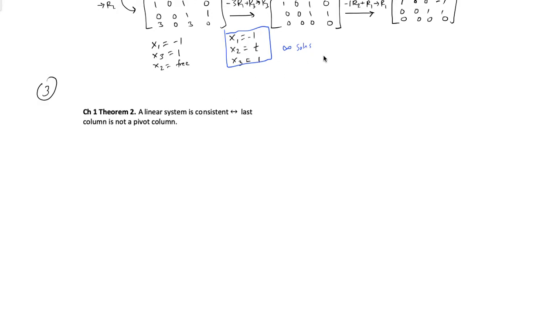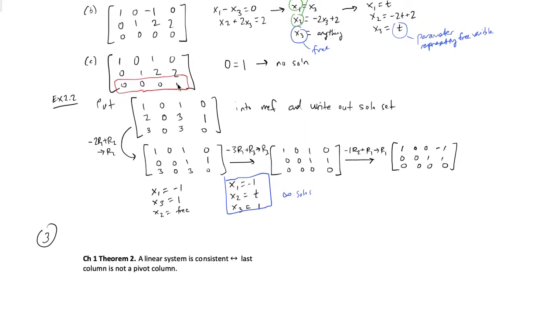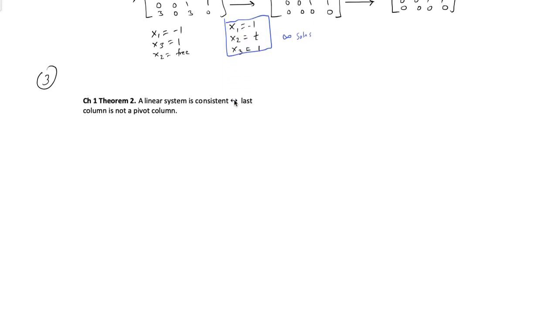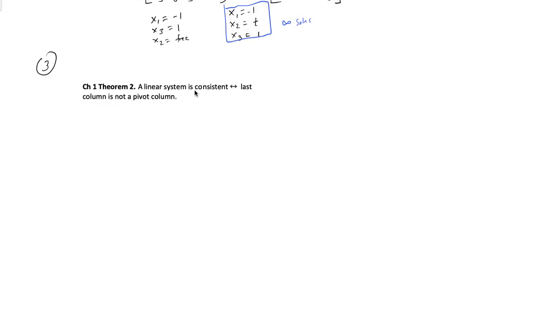And this is what we saw in the example from earlier, this one. You can see that this last column is a pivot column. It has a pivot in it. And we see that it's inconsistent. We have a hole in the fabric of math, 0 equals 1. So this means the system is inconsistent. So it is consistent if the last column is not a pivot column. It's inconsistent if the last column is a pivot column.